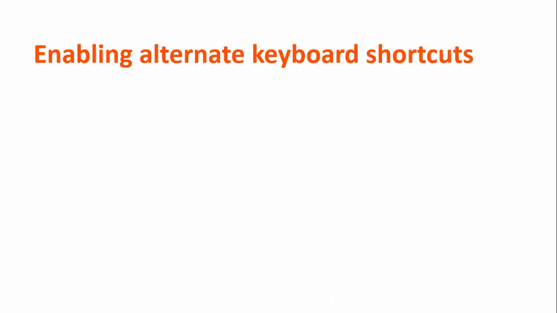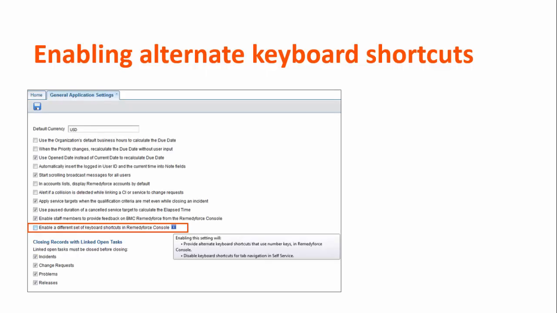By default, the alternate keyboard shortcuts are disabled. To enable these shortcuts, navigate to the Remedyforce Administration, Application Settings, General Application Settings page. If you enable the alternate keyboard shortcuts, the keyboard shortcuts used for tab navigation in Cell Service are disabled as they use number keys. Also, if you have defined a custom shortcut for any of these actions, your custom shortcut keys take precedence over any other shortcut key.